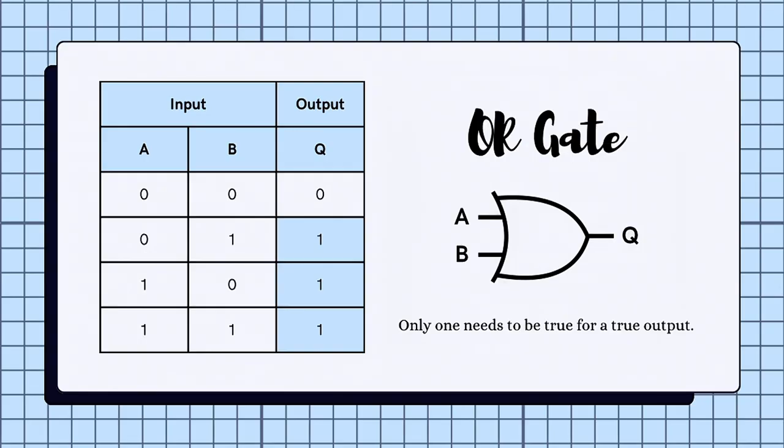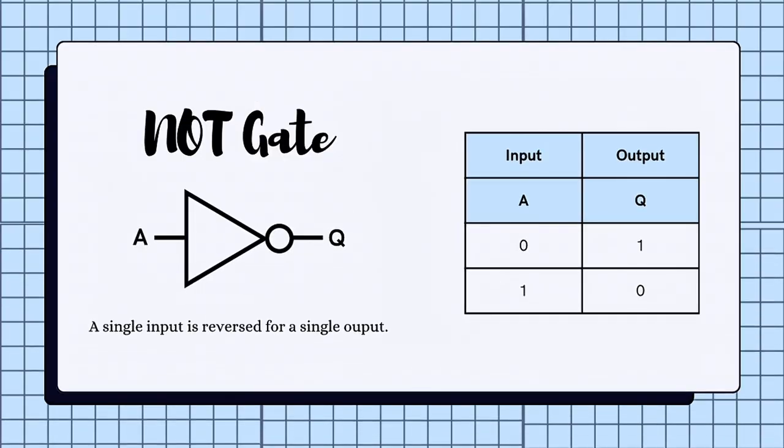When either input A or input B is 1, the output becomes 1 and electricity flows. When both inputs are 1, the output remains 1. This shows that the OR gate supports conductivity as long as at least one input is active.